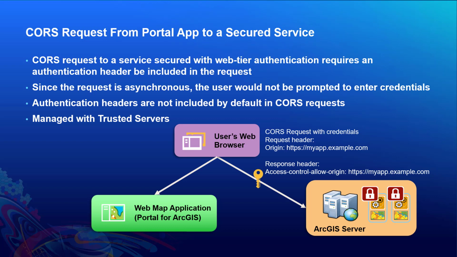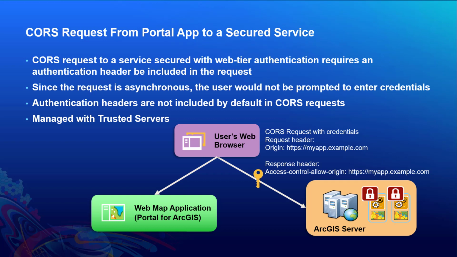We've covered incoming CORS requests in both ArcGIS Server and Portal for ArcGIS, but there's one more variation I'd like to discuss. This is an outbound CORS request with credentials. That happens when a portal, web map, or app is the origin, and the CORS request is going to a service endpoint secured with web tier authentication, like Integrated Windows Authentication, or IWA.